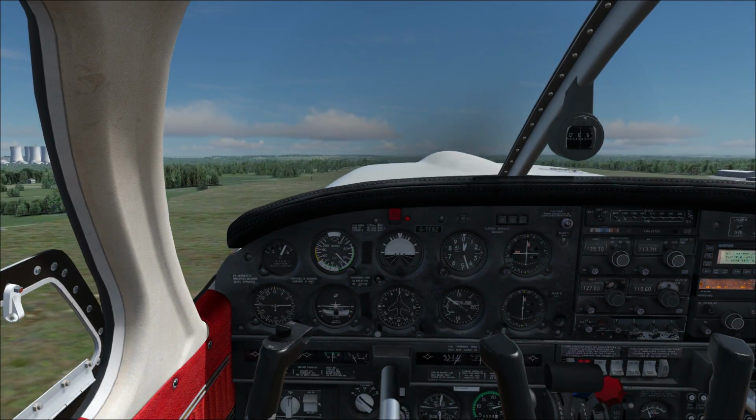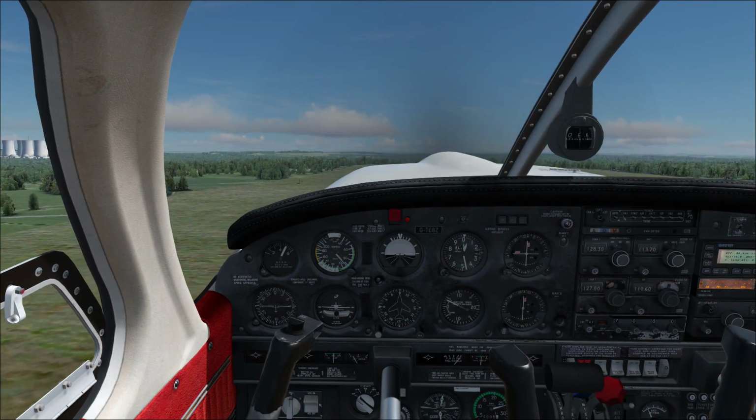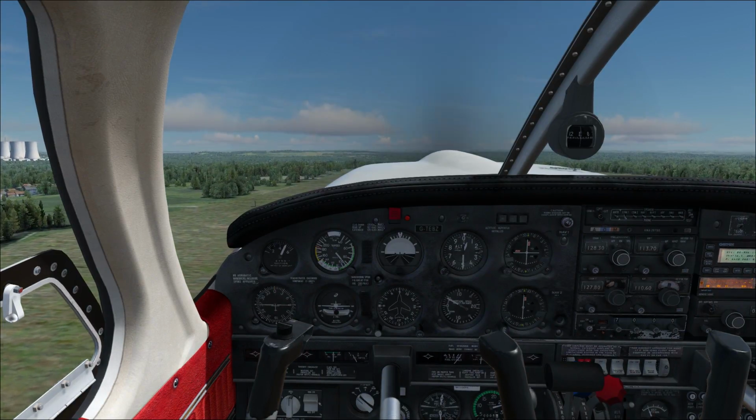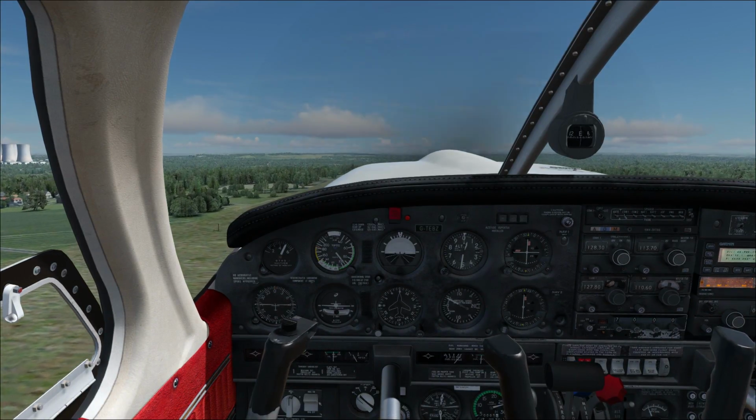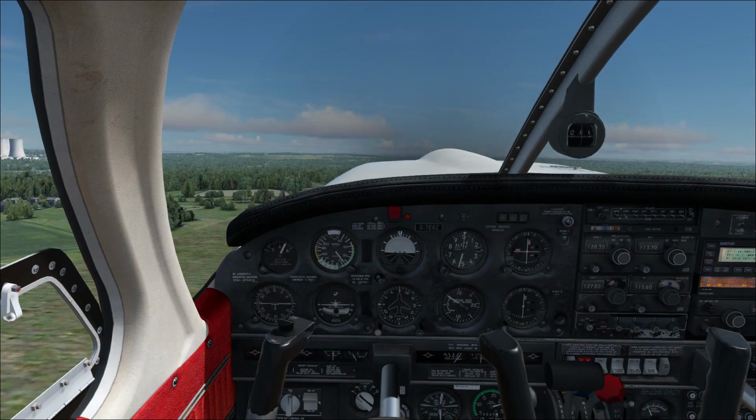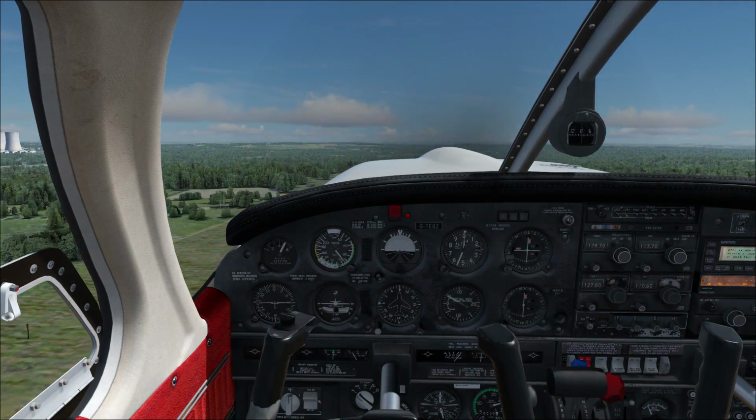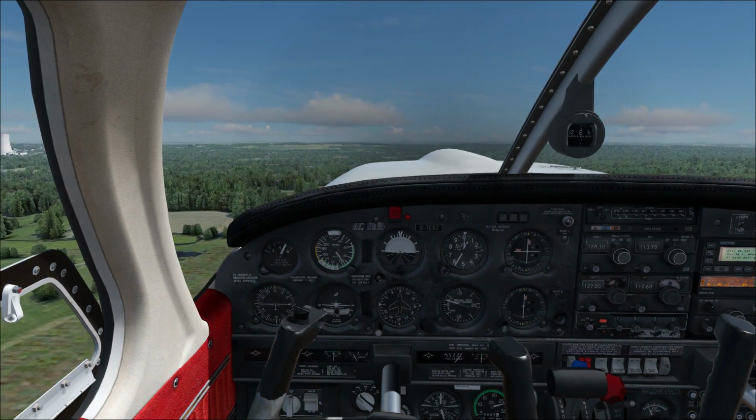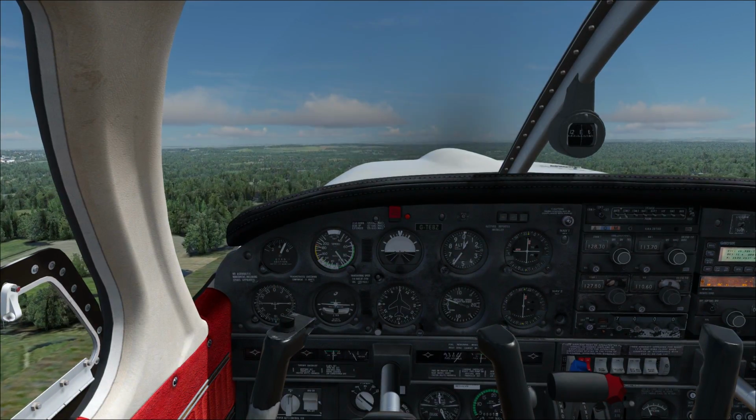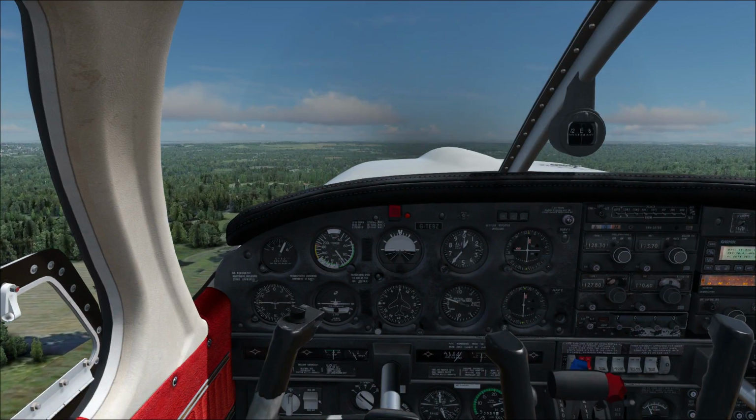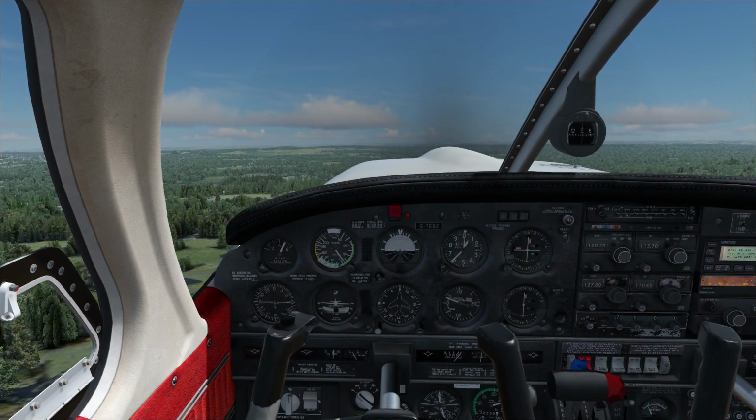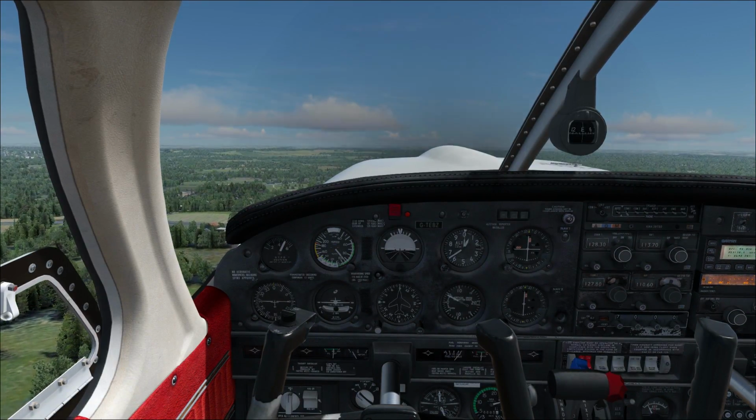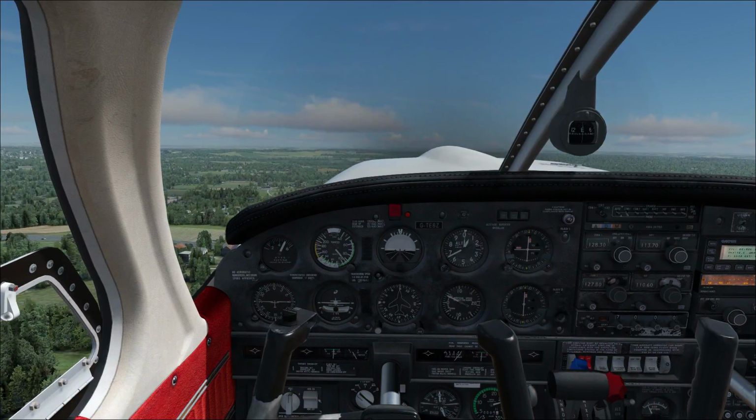I'm now going to trim for 90 knots and a 90 knot climb. A little bit fast at the moment, but again, that's okay. Like I said, it's a little bit of practice. We're going to get used to it. And there we go. The trim looks to be all but set.